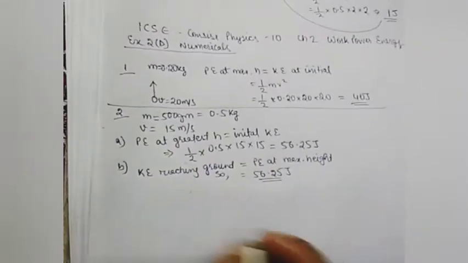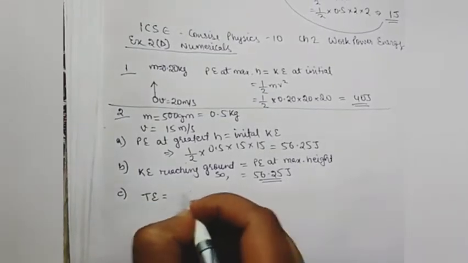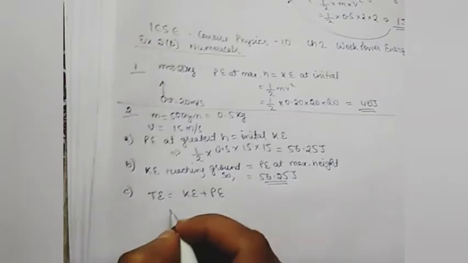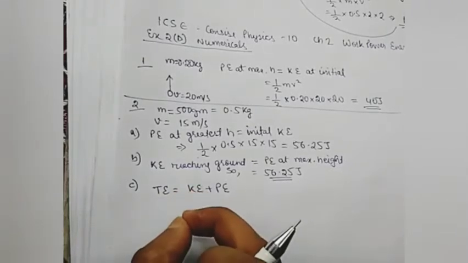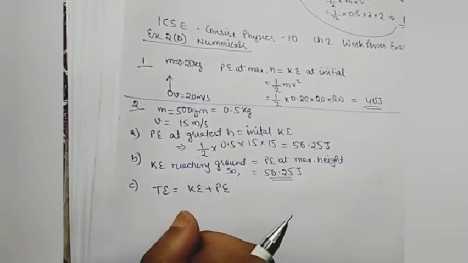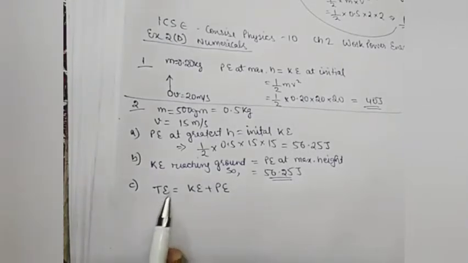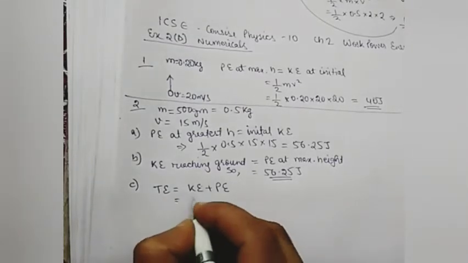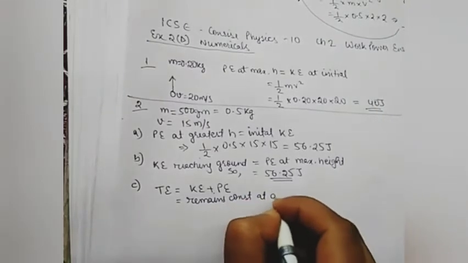Again, C, the total energy halfway. See, the total energy is equal to kinetic energy plus potential energy. So halfway means the height is decreased by half. Or we know that the total energy at any instant remains constant.